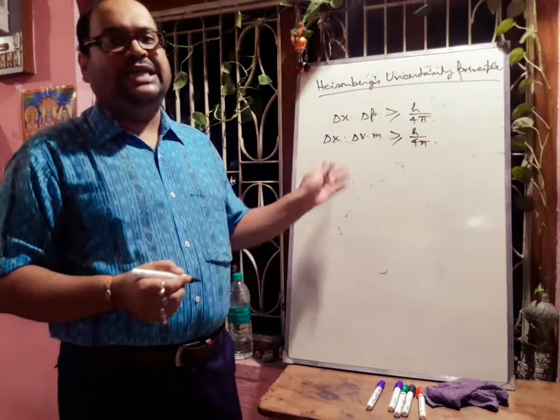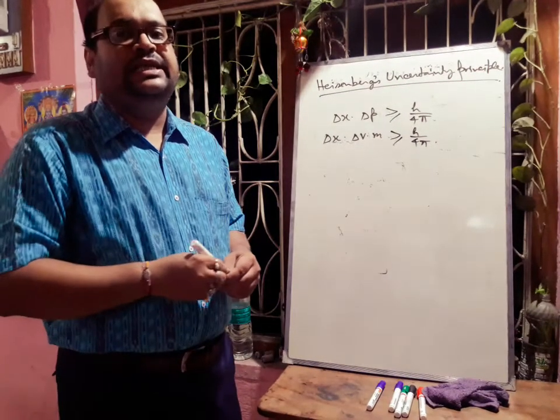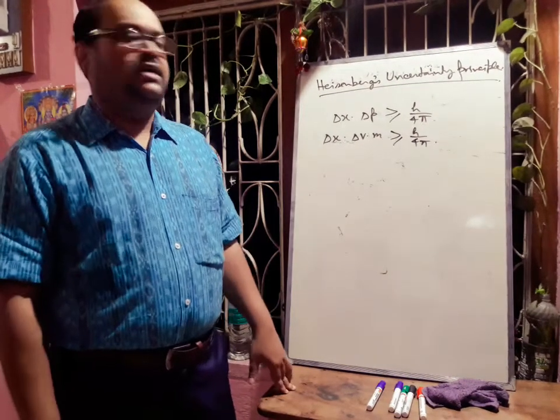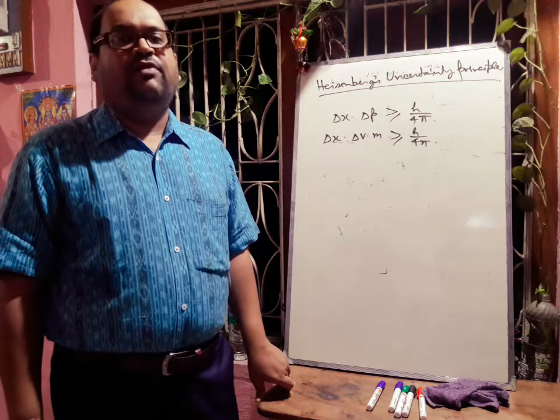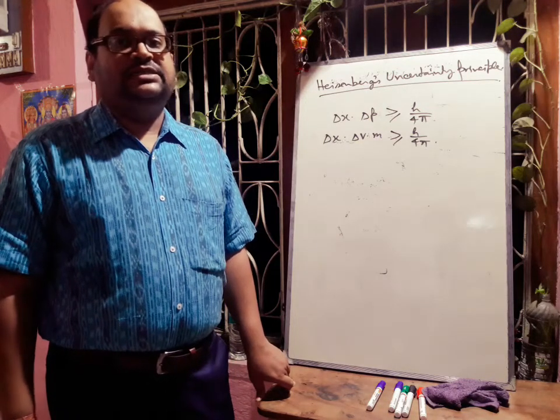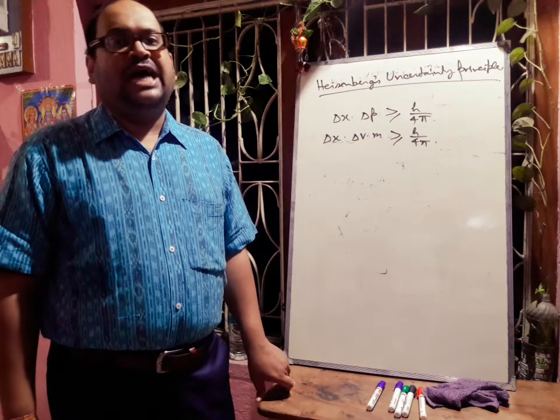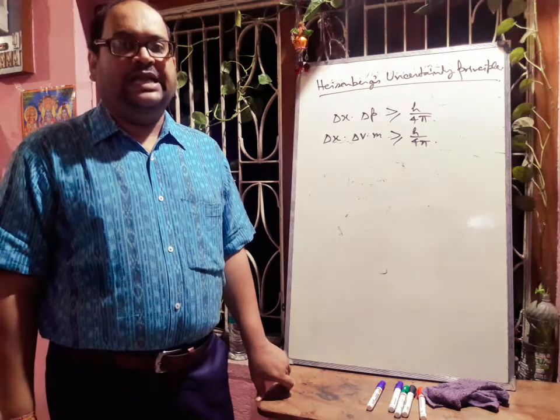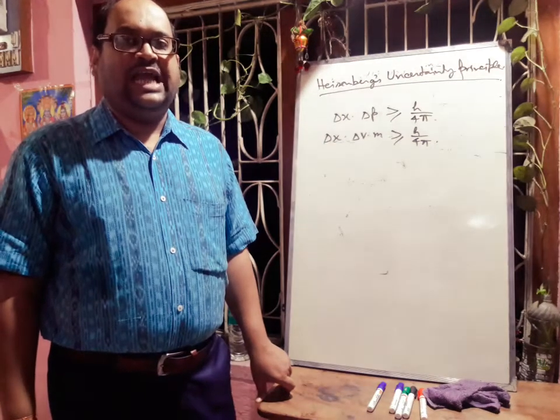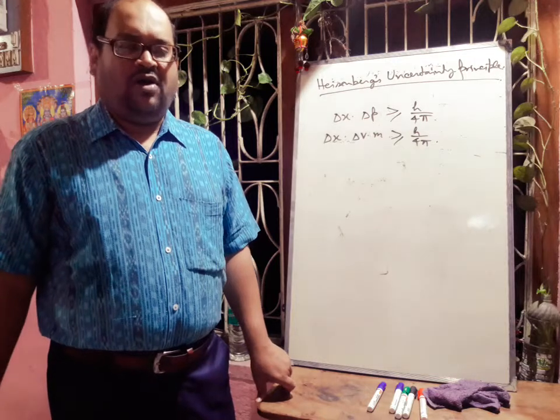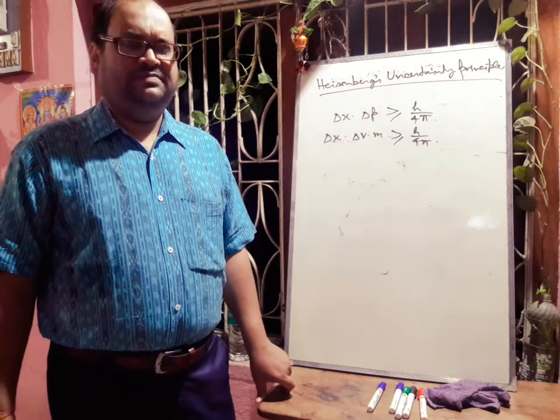Okay, now what is delta v here? Delta v is the uncertainty in the velocity and m is the mass of the particle. So when ordinary light falls on an object of reasonable size, it will be visible and it is possible to calculate the position and velocity accurately or exactly.